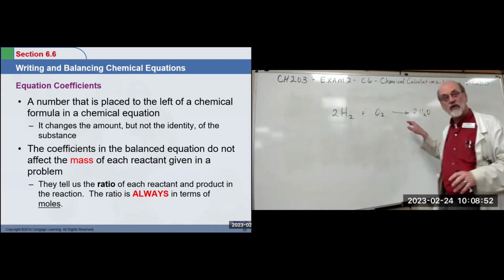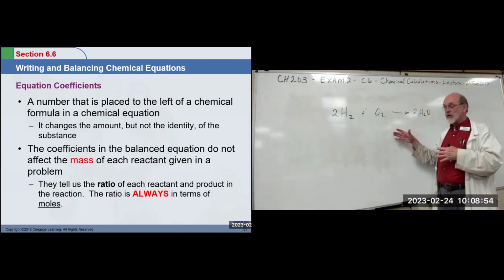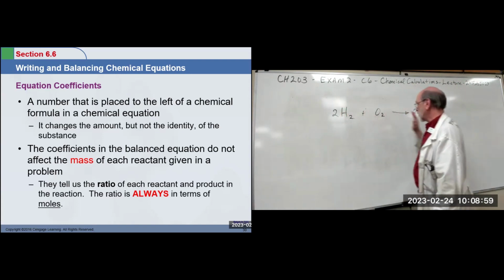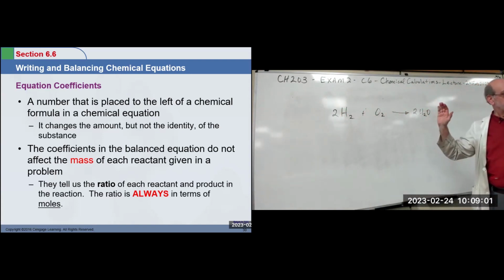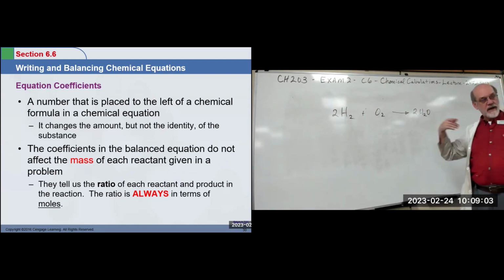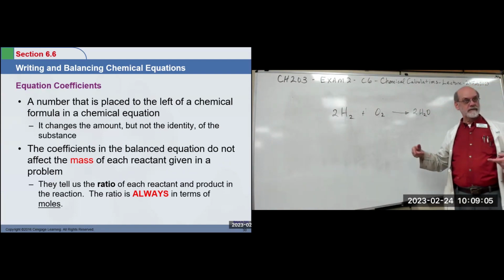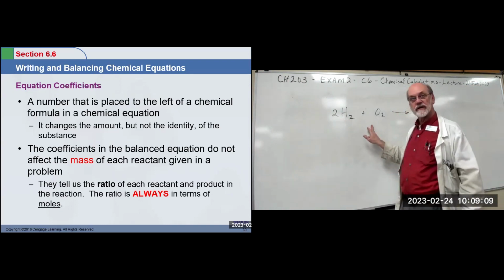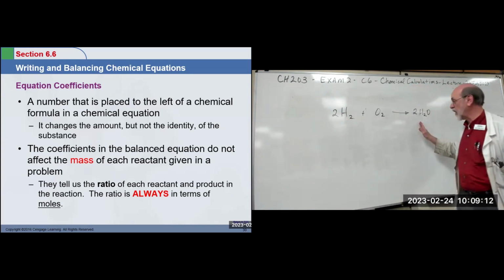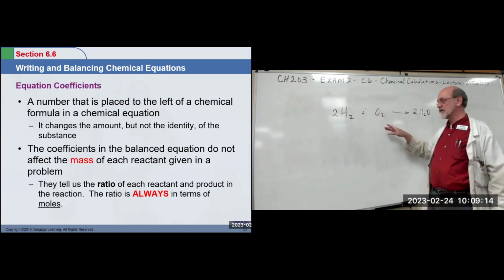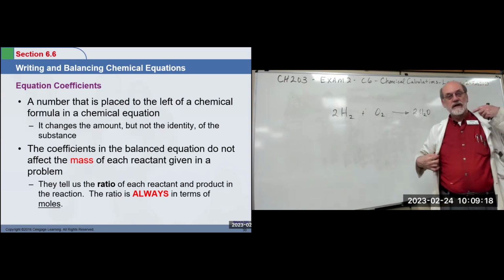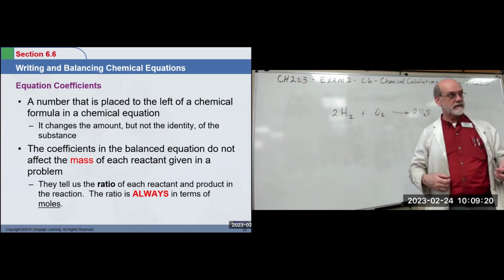And once you've balanced an equation, the ratio of reactant to product is fixed. It can be used as a conversion factor. 2 hydrogens equals 1 oxygen, or 2 hydrogens equals 2 waters, or 1 oxygen equals 2. You can think of it in those terms if we use it as a conversion factor.